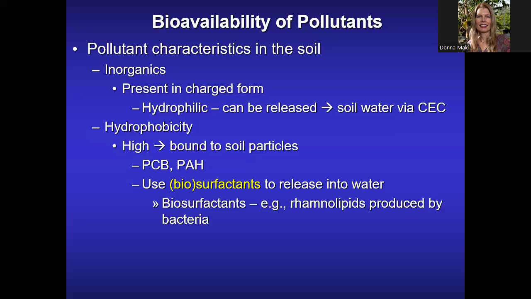An example, you don't need to know the actual thing, but one that they study a lot is rhamnolipids. Bacteria that hang out in the soil just naturally produce them, and it acts kind of like a soapy substance. And so that can release the PCB and PAH off the soil. And then if you get some other pollutants like soap from some pollution event, something that's soapy enough, it can also do that.